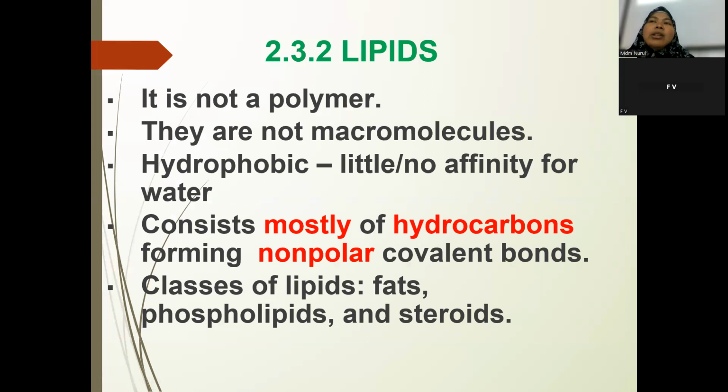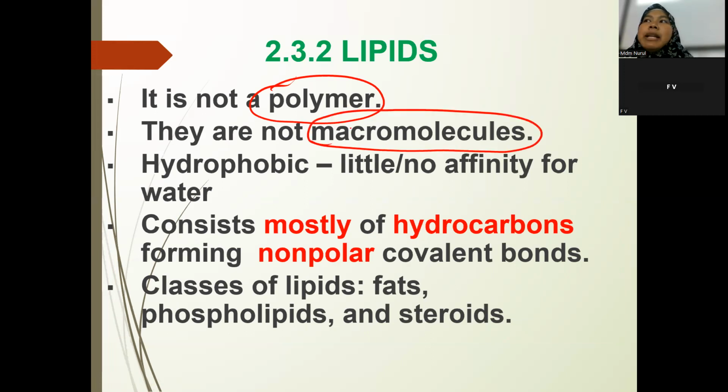Now, talking about lipid. Remember, lipid is not a polymer, and thus it is also not considered a macromolecule. Remember how many types of macromolecule? There are only 3: carbohydrate, protein, and nucleic acid. These are macromolecules.